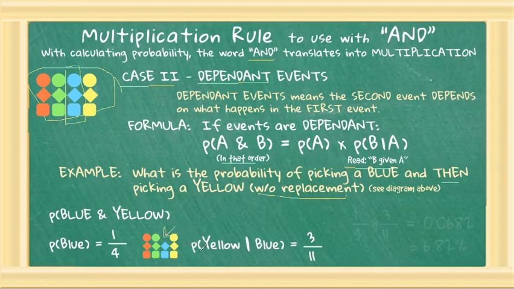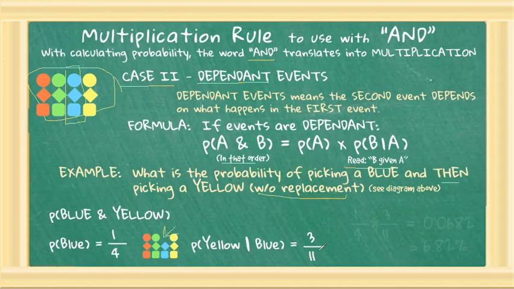And now what's the probability of getting a yellow given blue was picked? That's how we read this again: yellow given blue was the previous event and did happen. So visually we can see we have 3 yellows there, out of the 11 we have to pick from.